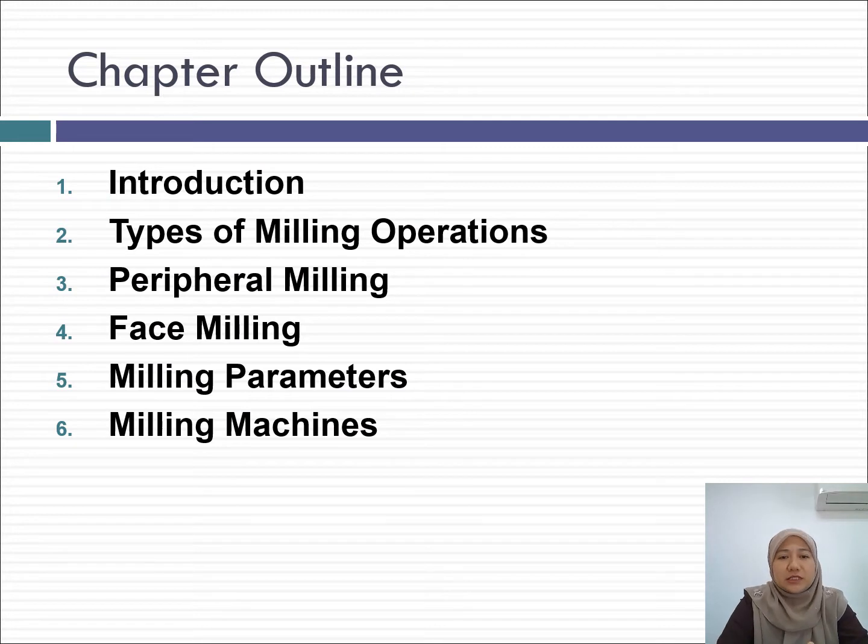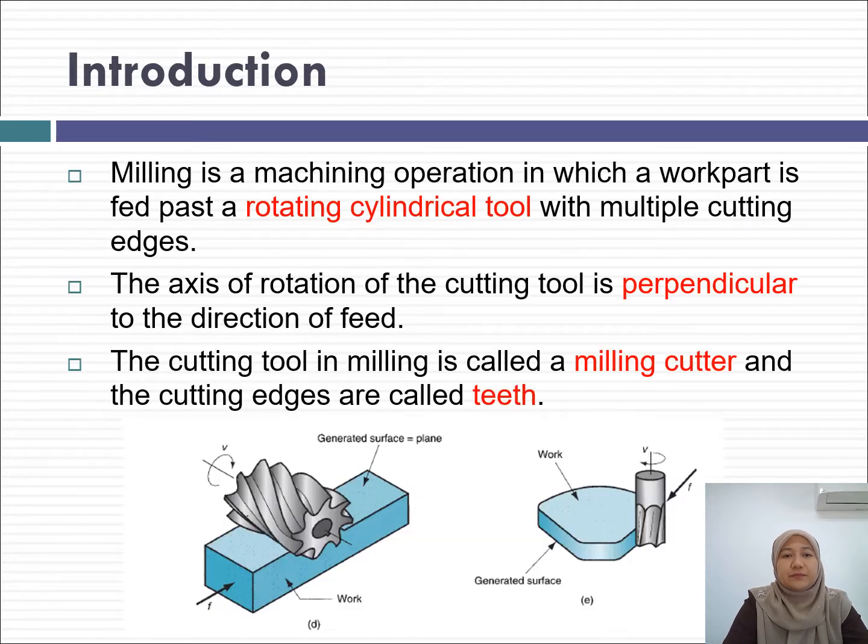These are the topics that we are going to cover in this chapter: the introduction to the milling process, the different types of milling operations, which are peripheral milling and face milling. Then the milling parameters, all the important parameters that affect the milling operations, and also the different types of milling machines to conduct the two different operations of milling, peripheral milling and face milling.